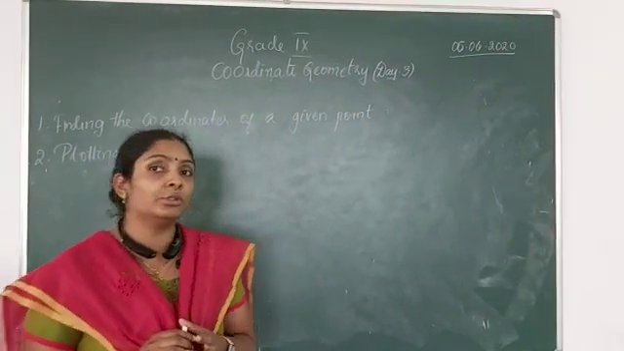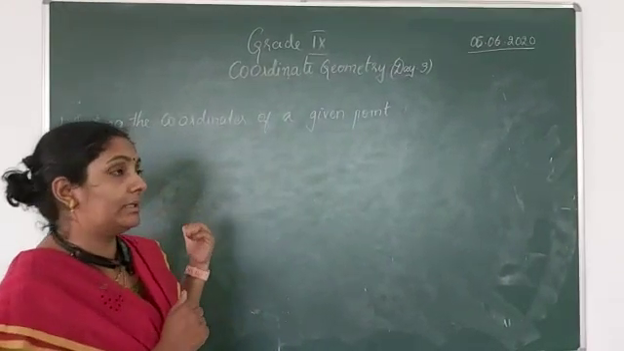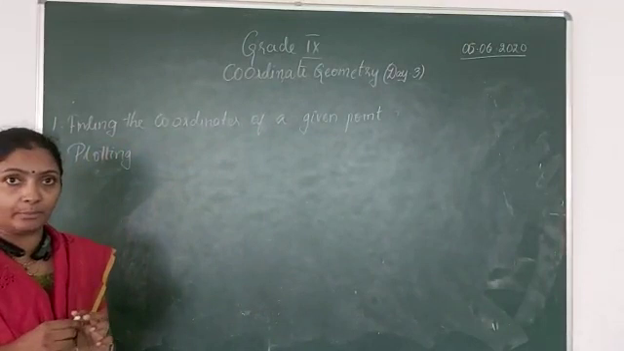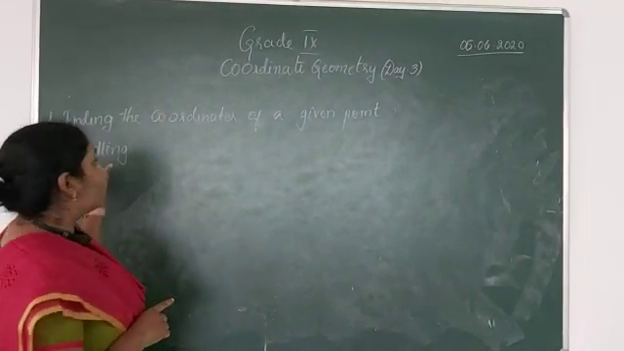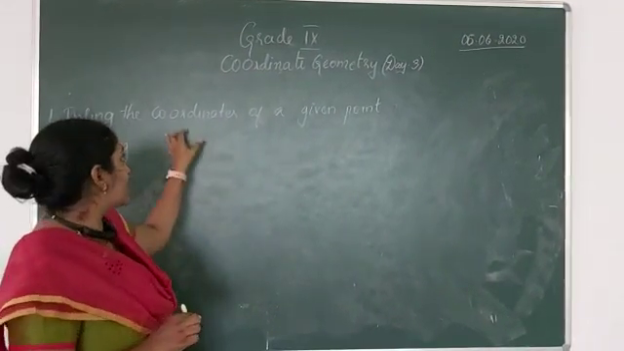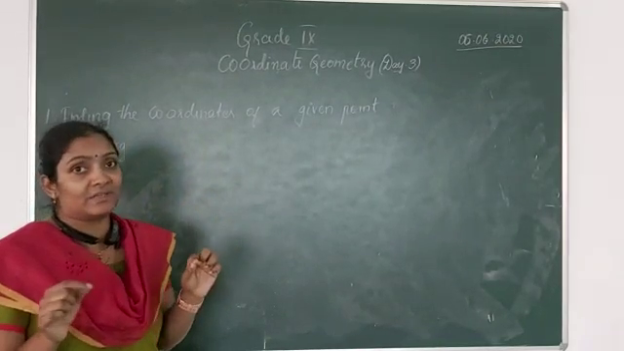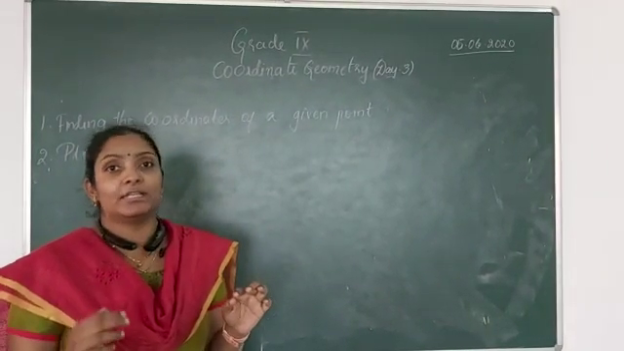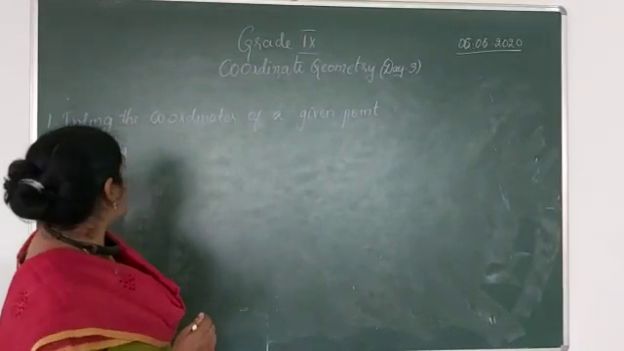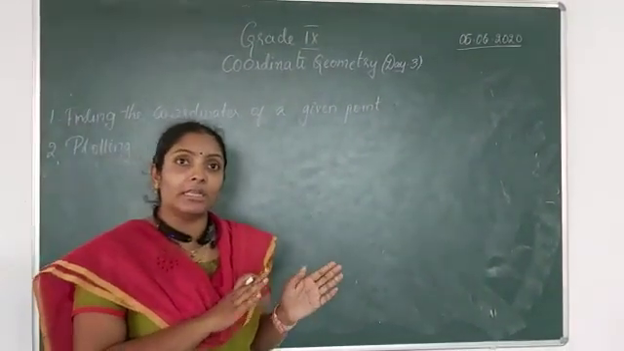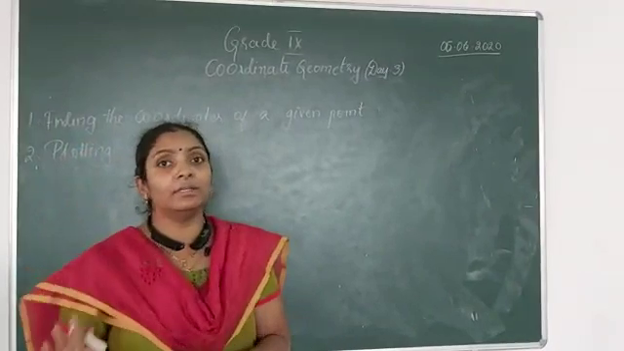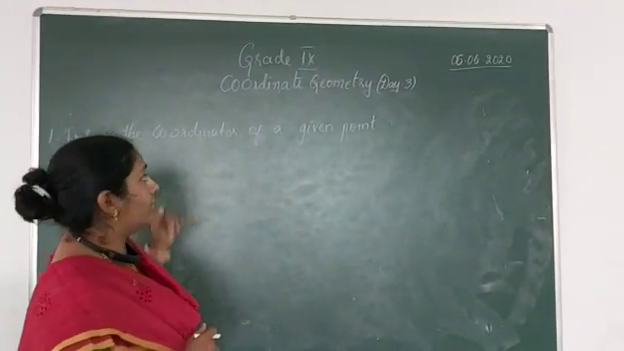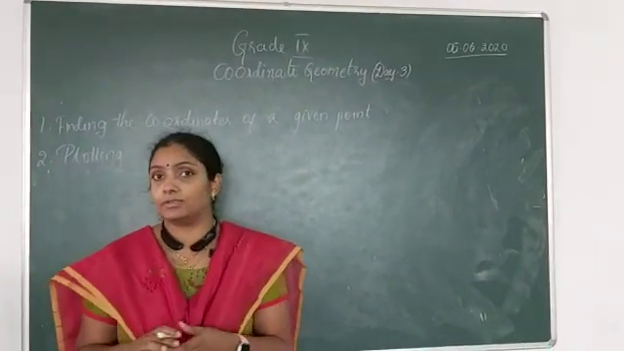And the two other topics which are left out, the last two topics, are finding the coordinates of any given point, and plotting. Right? In the first case, the points will be specified in the graph and you will be writing the coordinates of them. Okay? And in the second case, you will be given the coordinates and you will be plotting them on the graph. Now, let's try to do that with a problem in your exercise 3.2.